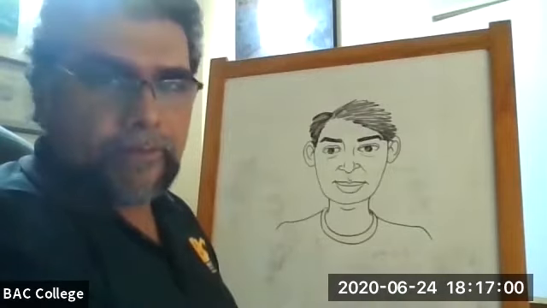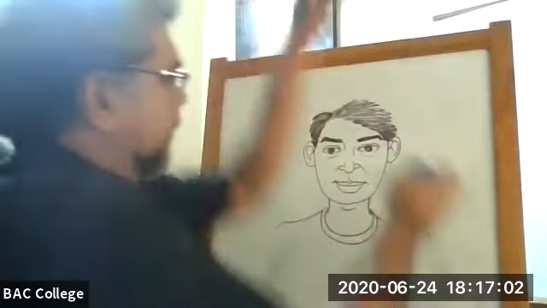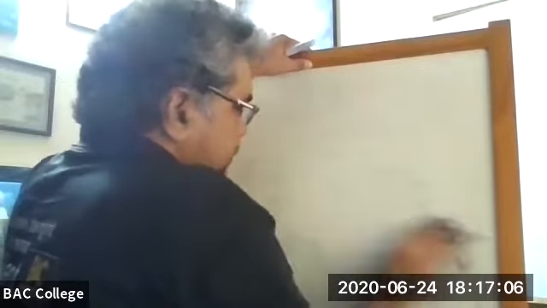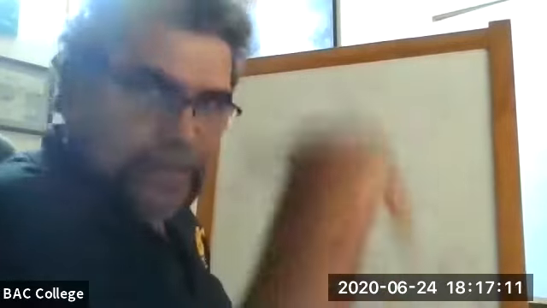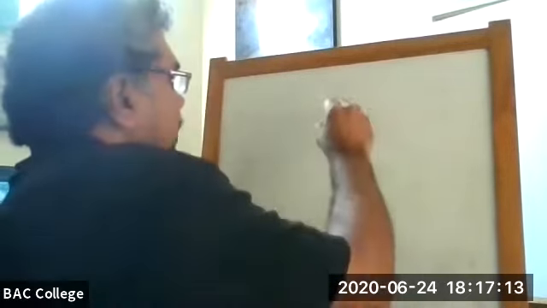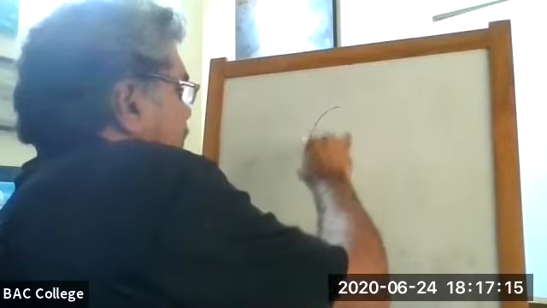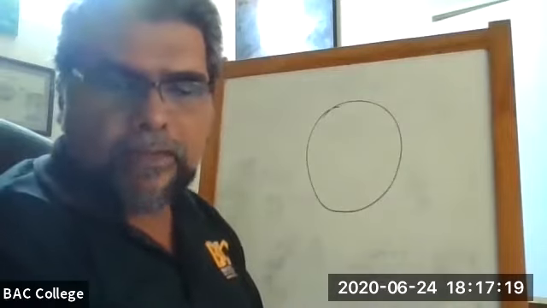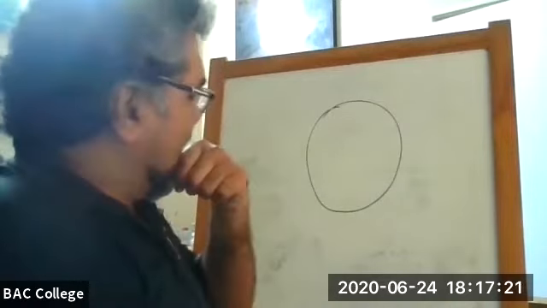All right. I'm going to rub it off now, and I'm going to draw someone looking down. Here we go. How do you draw someone looking down? This is the shape again.